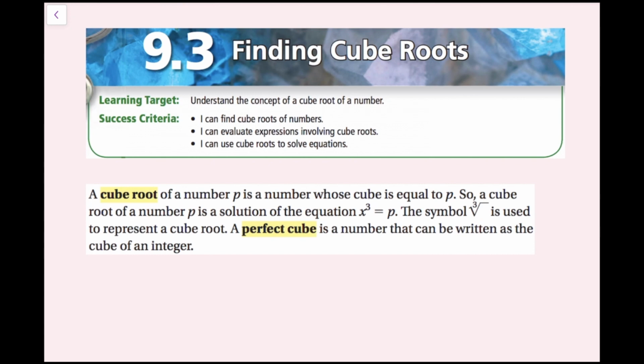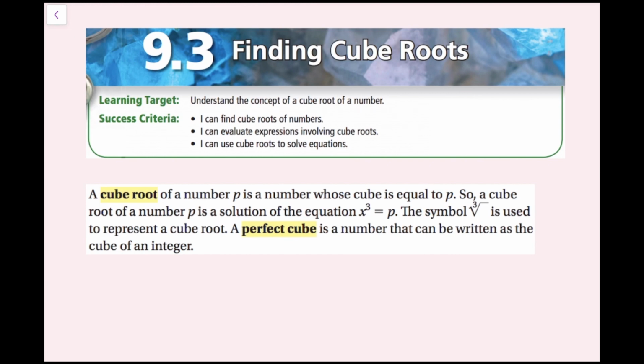A cube root of a number p is a number whose cube is equal to p. So, a cube root of a number p is a solution of the equation x cubed equals p. The cube root symbol is used to represent a cube root. A perfect cube is a number that can be written as the cube of an integer.